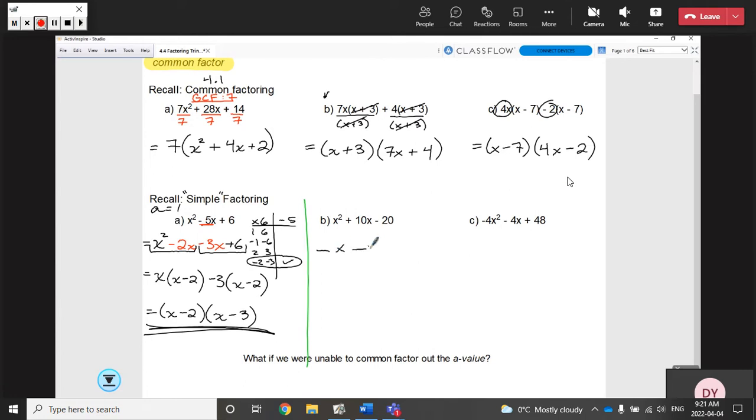Something times something equals -20. The same two numbers added together equals +10. I believe those numbers would be 12 and -2. Yes? Is that what it is? So what we could do in short factoring is say, okay, x plus 12, x minus 2.